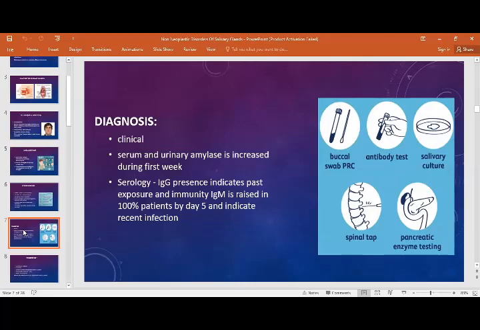IgG and IgM. IgG, as we know, shows that the patient has a past history of the disease, and if the patient is not suffering right now, immunity has been built in this patient. IgM always indicates a recent, that is acute, infection, and it is written that almost 100% of patients have IgM by day 5.